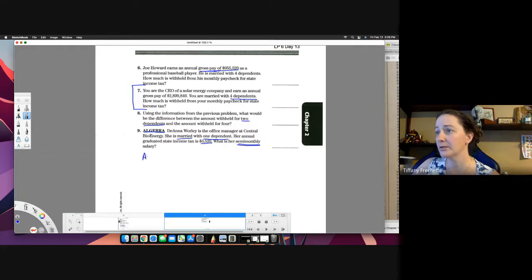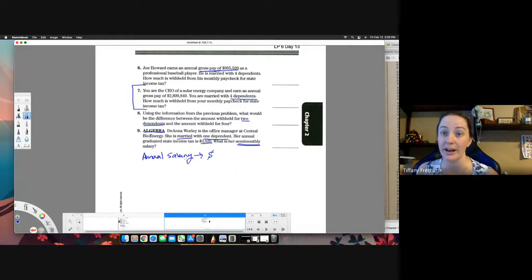So her annual salary, because we don't know that either, let's make that S. So we're going to find her annual salary. Once we find this, then we can divide it down to figure out what her semi-annual salary is. So we'll have one more step after we find out what S is.